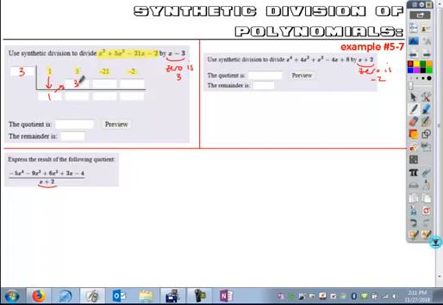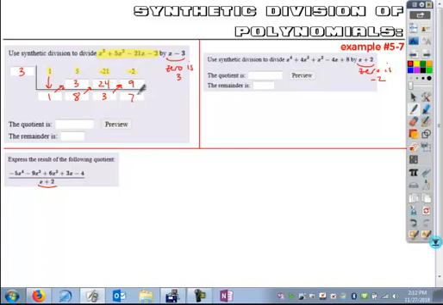Okay, add straight down. 5 plus 3 is 8. Multiply. 3 times 8 gives you 24. Add straight down. Negative 21 plus 24 gives you positive 3. Multiply. 3 times 3 is 9. And then add straight down. Negative 2 plus 9 gives you 7.